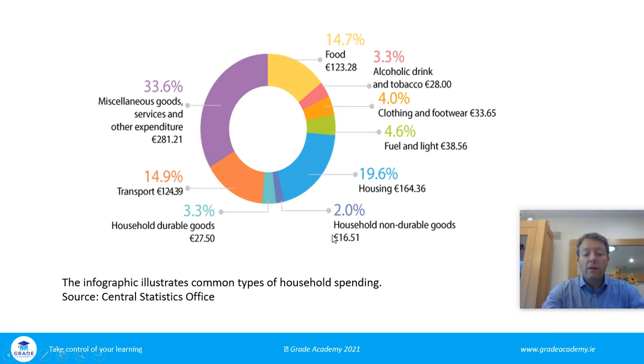So here's an infographic from the Central Statistics Office about the percentages of spending in Ireland. So we can see here that 14.7% of all of our income is spent on food, 4% on clothing and footwear, 4.6% on fuel and light, housing nearly 20%, 2% on household and non-durable goods, 14.9% on transport.